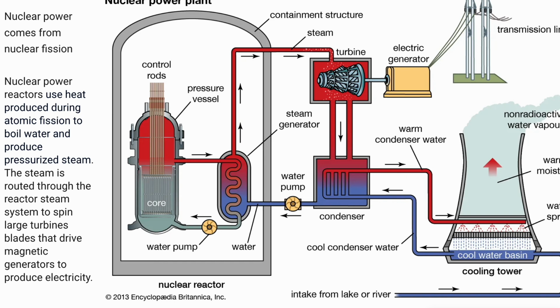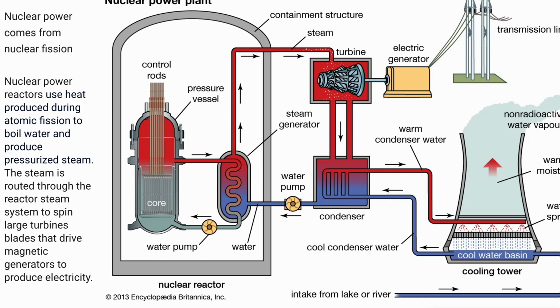Nuclear power comes from nuclear fission, and nuclear power reactors use heat produced during atomic fission to boil water and produce pressurized steam. So we're talking about very, very hot water. Steam is routed through the reactor steam system to spin large turbines, blades that drive magnetic generators to produce electricity. And so this image here is from Encyclopedia Britannica, and you can see on the left is the nuclear reactor, where it has the core and the control rods.